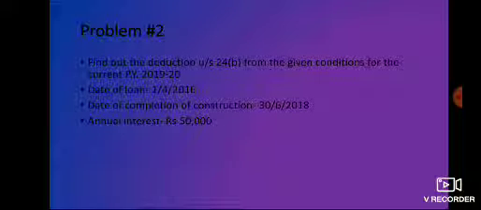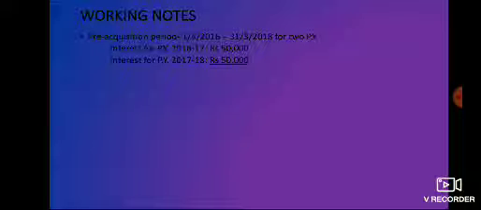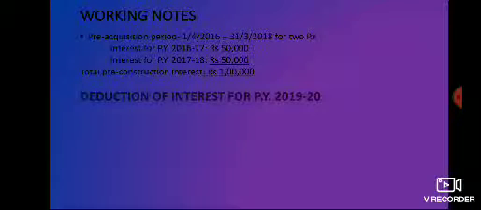the 31st March immediately preceding the date of completion, which is 30th June 2018. This pre-acquisition period will go on for two previous years. Interest for previous year 2016-17 will be rupees 50,000 as given in the question. Interest for previous year 2017-18 is 50,000. Total pre-construction interest is rupees 1 lakh.